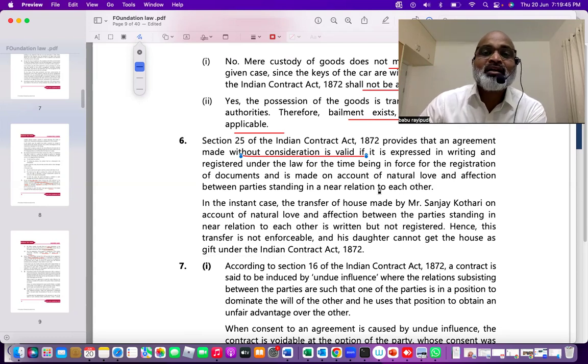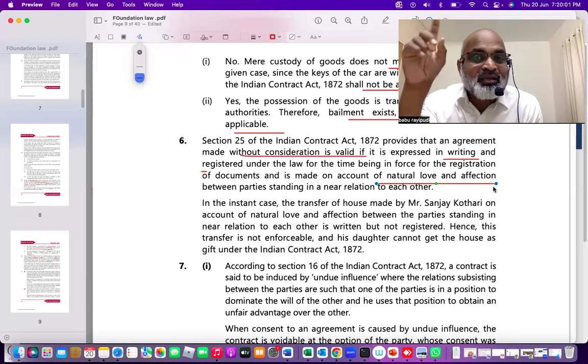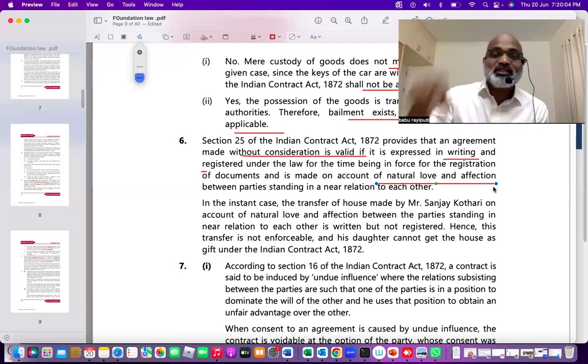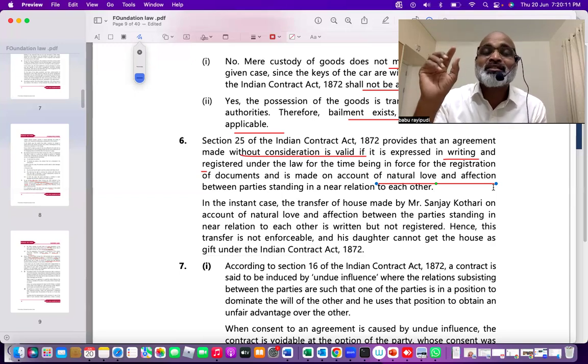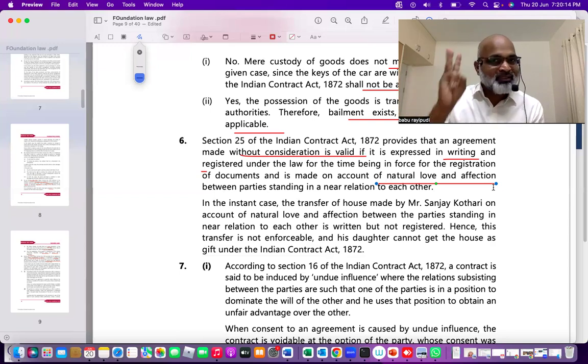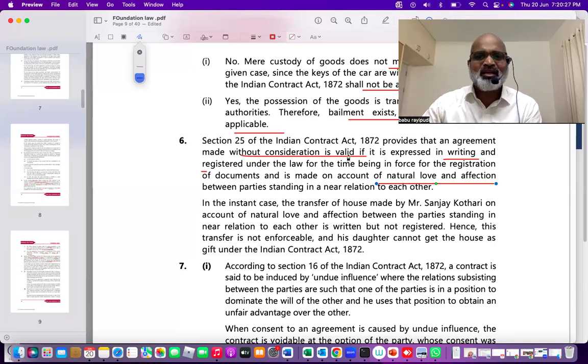Section 25 says an agreement without consideration will be valid if it is expressed in writing and registered, and if it is made on account of natural love and affection. You remember I told you, in my running notes when I was explaining the class, I told my students: any agreement made out of natural love and affection should satisfy three conditions. Number one, the relationship should be near; two, it should be in writing; three, it has to be registered. Then such agreements are 100% valid even without consideration. You can change the language; if you're not able to write legal language, it's okay. Use the concept and write.